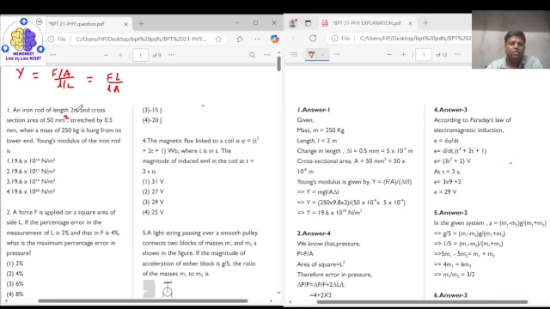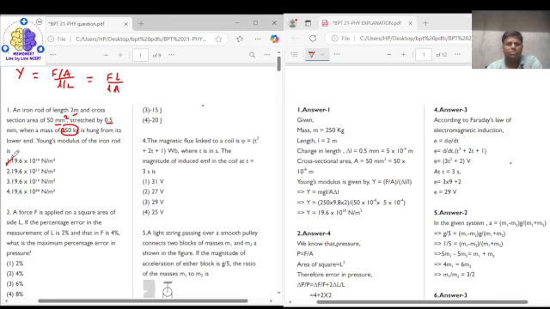So all these things are given. L is given to you, A is given to you, small l is given to you, and F is given in the form of mass. You multiply with g, you will get F, right? Putting these values in the formula, as you can see the calculations run over here, we finally get our answer as Y equals 19.6 into 10 to the power 10 Newton per meter square, which is option 1 of question number 1.